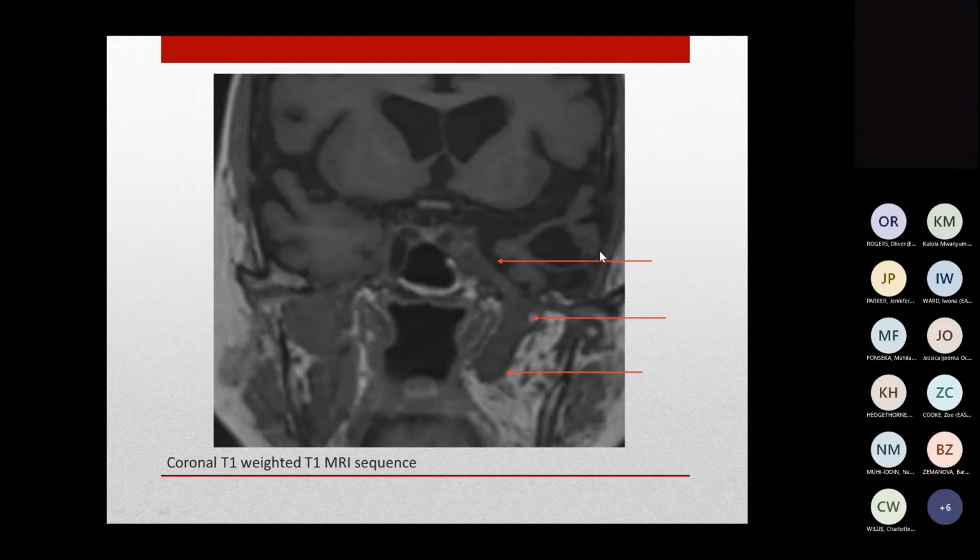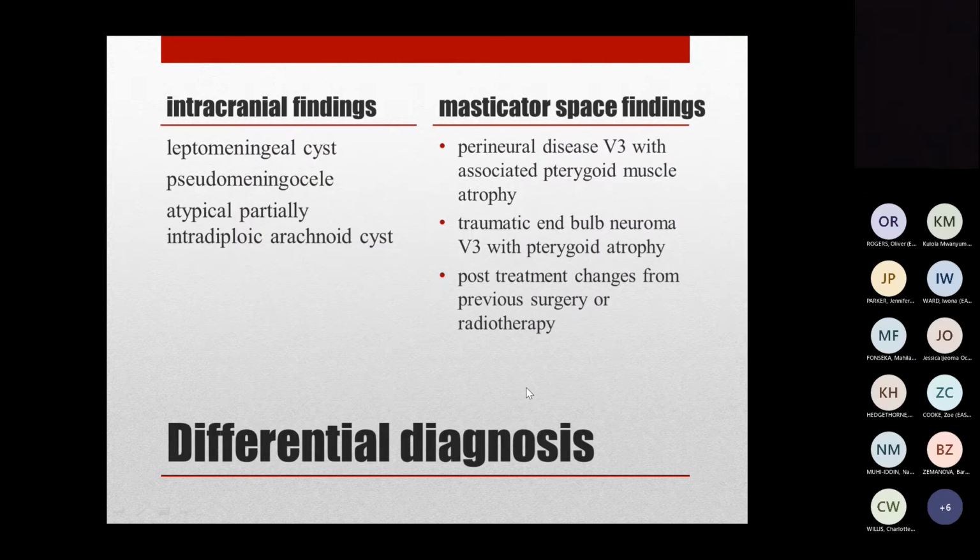And on a coronal T1 weighted sequence, we can appreciate that there is diffuse thickening of the V3 branch of the trigeminal nerve extending down from the cavernous sinus to the foramen ovale and then into the masticator space. There is an abrupt cutoff at this location with a dilatation of the V3 branch, and all of the masticator space muscles are atrophic on this side. So this is an unusual and unexpected finding in a patient who's completely well.